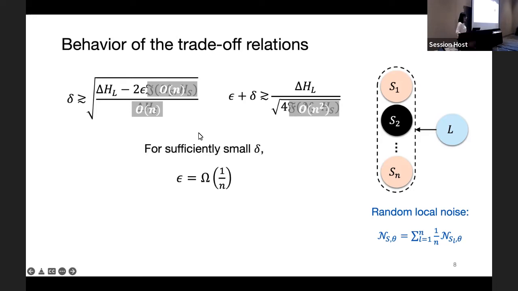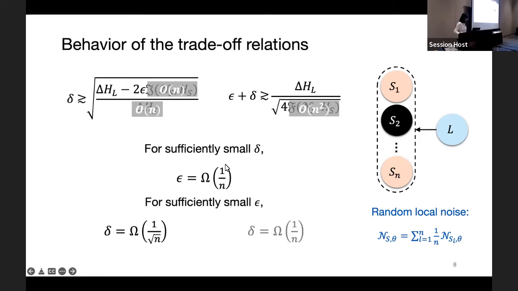So we can see that for sufficiently small delta, epsilon is going to be lower bounded by a scaling of 1 over n. And for sufficiently small epsilon, delta is going to be lower bounded by 1 over square root of n from the first type of trade-off. And from the second type of trade-off, we get only 1 over n. So basically, under this random local noise model, the first type of trade-off is going to give us a tighter bound.